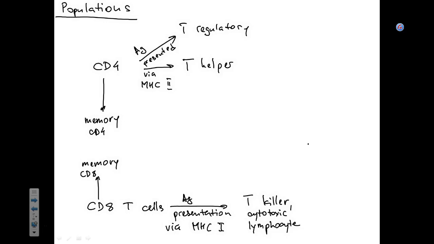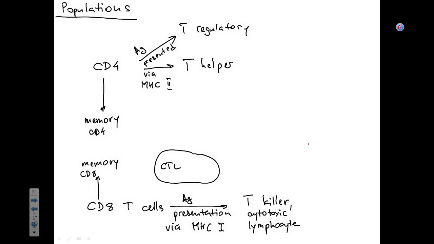Okay, so far, are we okay? Now let's see what they do exactly. First, we will focus on CD8 cells. So a CD8 cell was presented with an antigen via MHC class 1, okay? And here it is. That's the cytotoxic lymphocyte. It becomes a cytotoxic lymphocyte, okay?